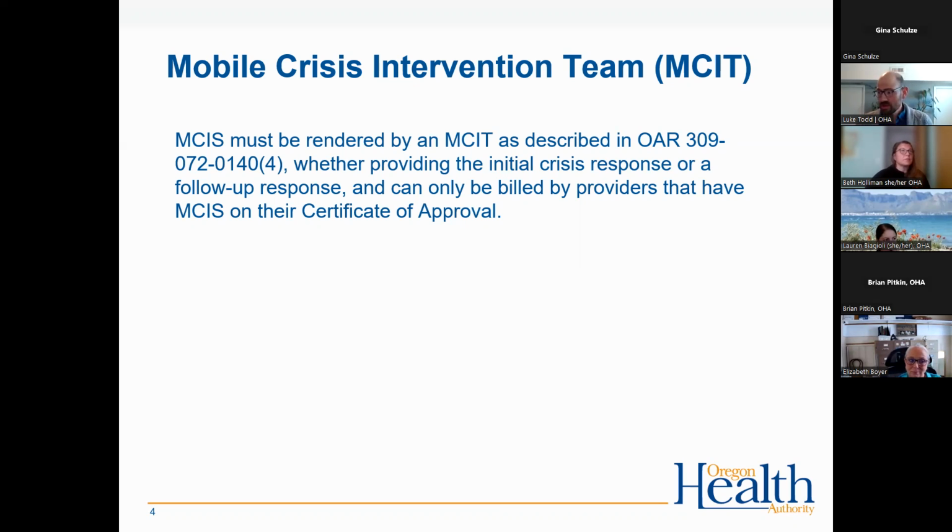The other point made here is that MCIS can only be billed by providers that have been certified for MCIS and have had it added to their certificate of approval. You all should have heard from our licensing and certification department on that process. So hopefully that's something you're well aware of by way of next steps to take and how to get that done. Next slide then, Brian.